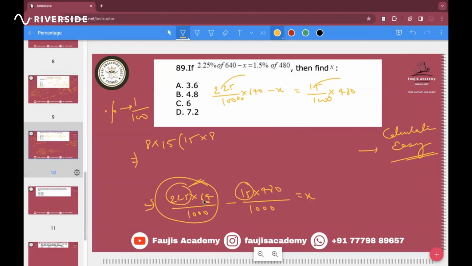Guys, did you get this? We have started a small bracket here. Did you guys get this? How we have written it like this? Yes, sir. We have taken 8 and 15 common. That's it, we have taken.